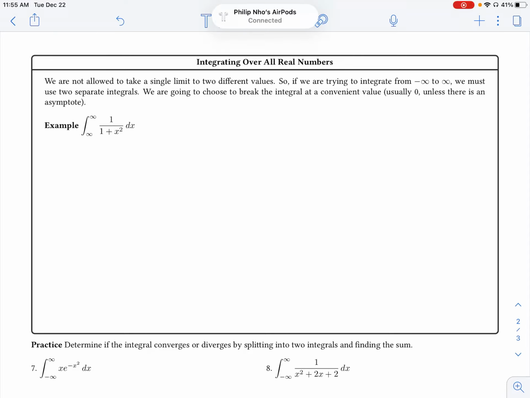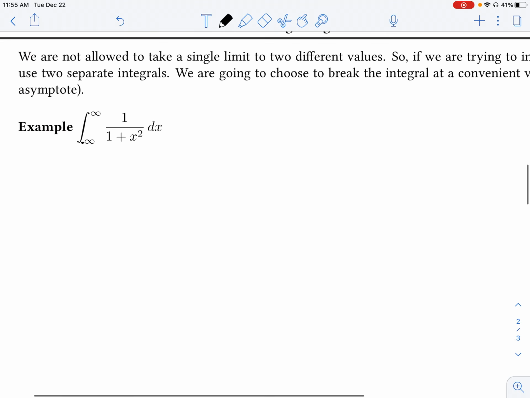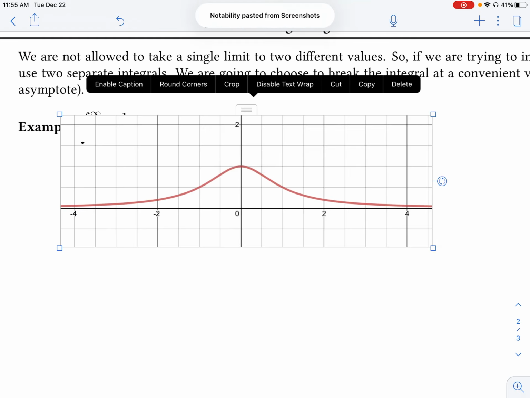All right. The final type of improper integral that we want to look at are integrals in which we are trying to integrate over all real numbers. In other words, and there's a typo here, I apologize, that should be from negative infinity to positive infinity, right? So if we look at something like this, let me just go ahead and paste this over here just so you can see what this function specifically looks like.